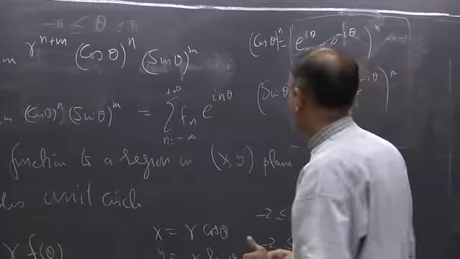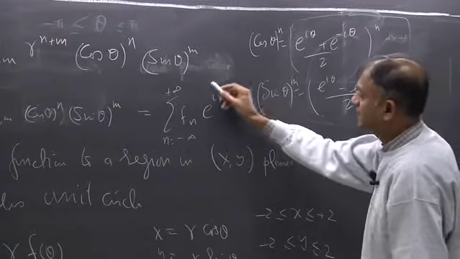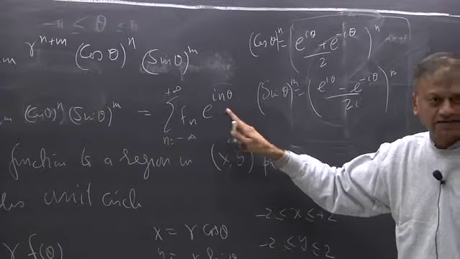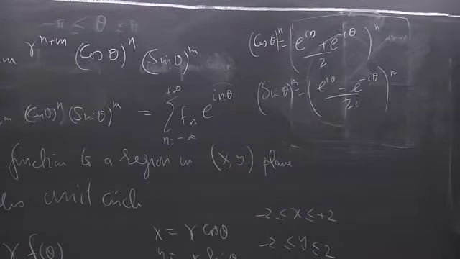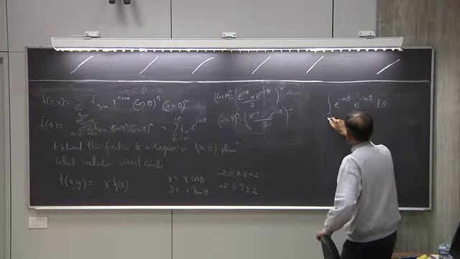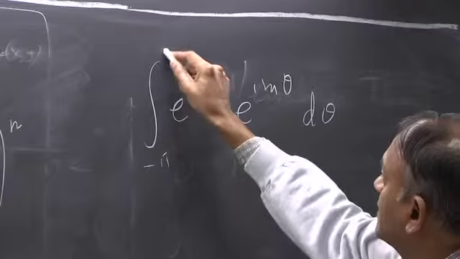In fact, these e to the I n thetas are orthogonal functions on the circle, right? Why? Because if I take e to the I n theta and e to the I m theta, and integrate d theta from minus pi to pi, then you see this is proportional to delta n m. So let me write it like this. Better write it like that.